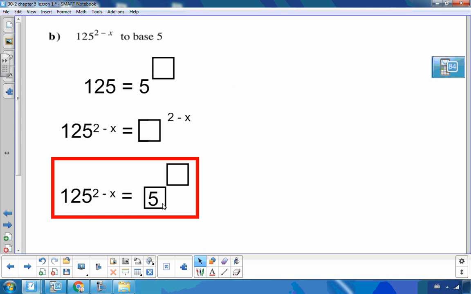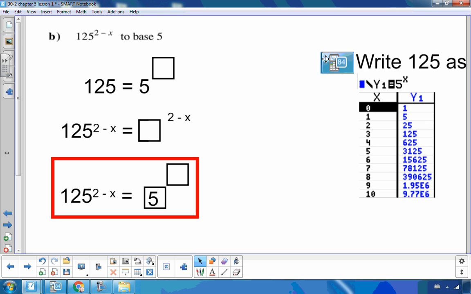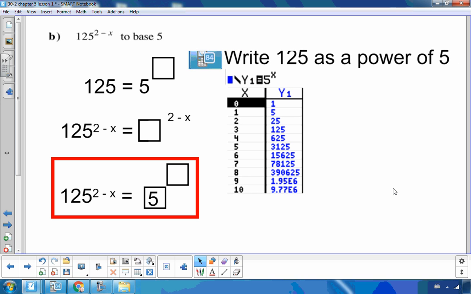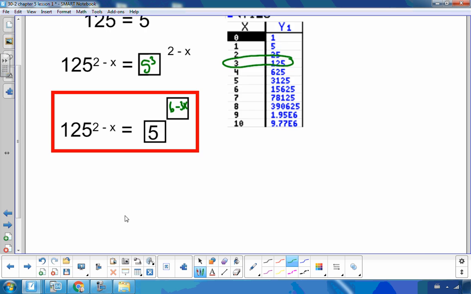Let's try this one. 125 to a base of 5. Since I'm talking about a base of 5, I need powers of 5. So there are some powers of 5, and you can see that 125 is the same as 5 exponent 3. So 125 to the 2 minus x will be the same as 5 cubed to the 2 minus x. And then I just multiply through, 3 times 2 and 3 times x. So it would be 5 to the 6 minus 3x.